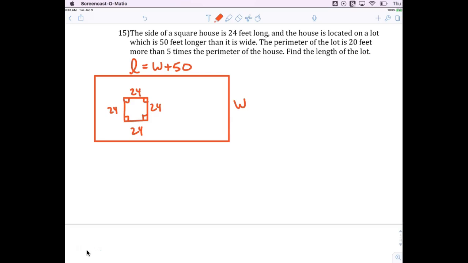Instead of doing W, could you just put 24? No. Listen, I'm understanding some of you are having trouble, that's why I'm trying to make sure you understand. As we're reading this, if you misinterpret what it says, it's kind of hard to get the problem correct. You see what I'm saying, right? So here's my square house. My house is on a lot, and my lot is 50 feet longer than it is wide. That's all I know.